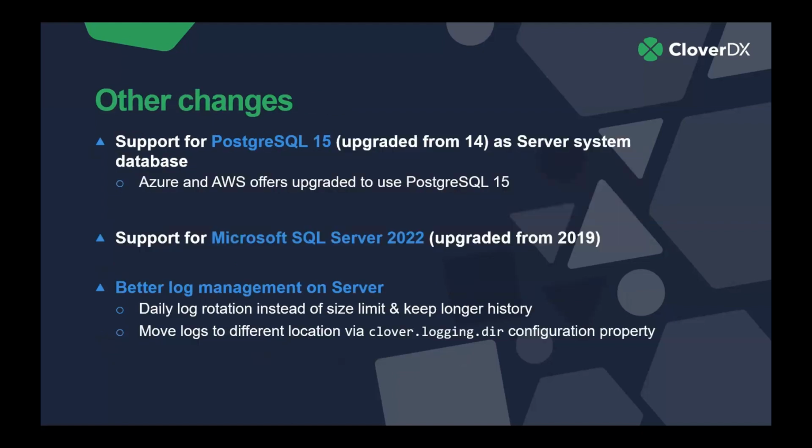And as always, we also have many other changes. In general, we improved the compatibility with newer databases. So we now support PostgreSQL 15, where we before supported 14 as a server system database. So if you are installing the server, we recommend you go with PostgreSQL 15 as your backend database. If you want to use Microsoft SQL Server, we've upgraded that one as well. So now please use SQL Server 2022, which we upgraded from 2019.